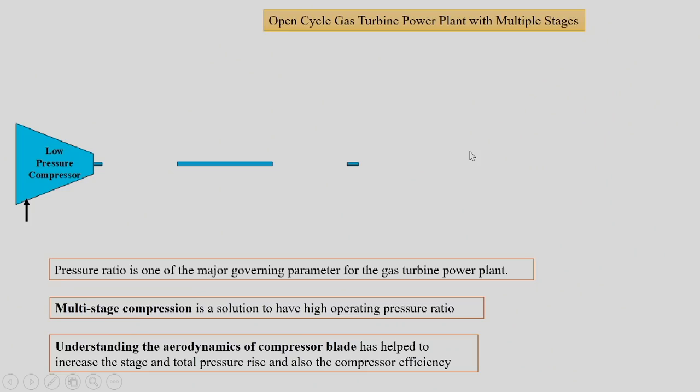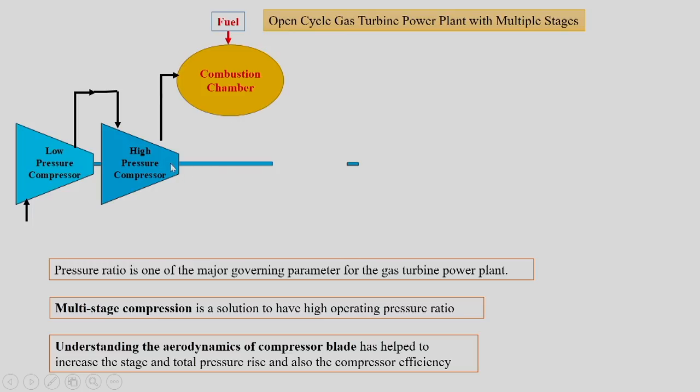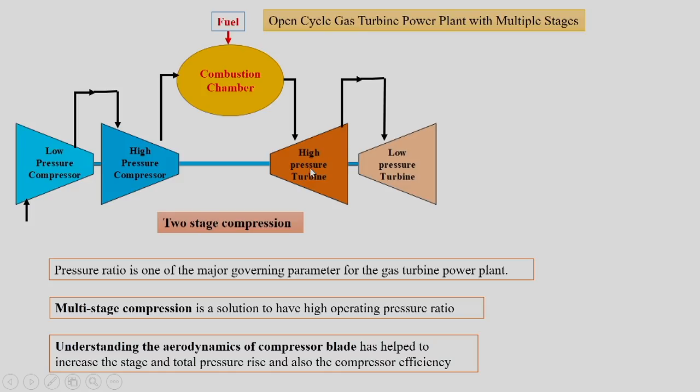In case of multi-stage compression, we have a low pressure compressor which gets the air and compresses it for an initial rise in pressure. The air coming out from the outlet of the low pressure compressor is supplied to the high pressure compressor, and then the high pressure compressor supplies the high pressure air to the combustion chamber, where fuel is combusted in the high pressure and high temperature combustion chamber. The outlet of the combustion chamber is connected to the high pressure turbine, and the outlet of the high pressure turbine is connected to the low pressure turbine.